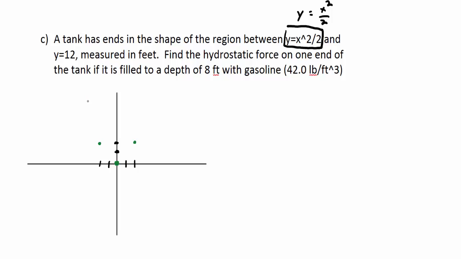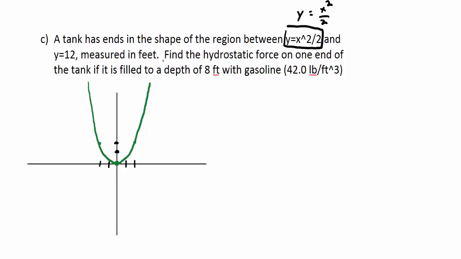I don't think I'm going to need to draw the whole thing. In fact, I might even be able to get away without drawing the intersection point of where we have to cut off the height of this tank. So just draw the parabola, and then we're going to cut it off.